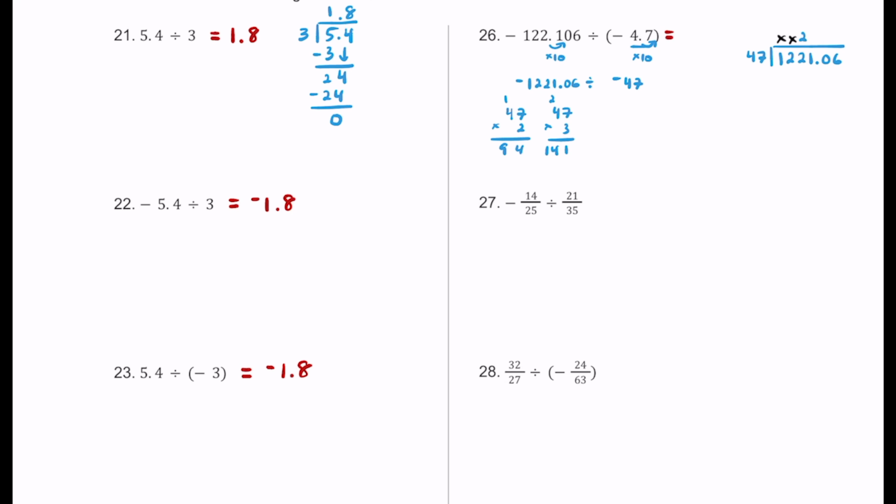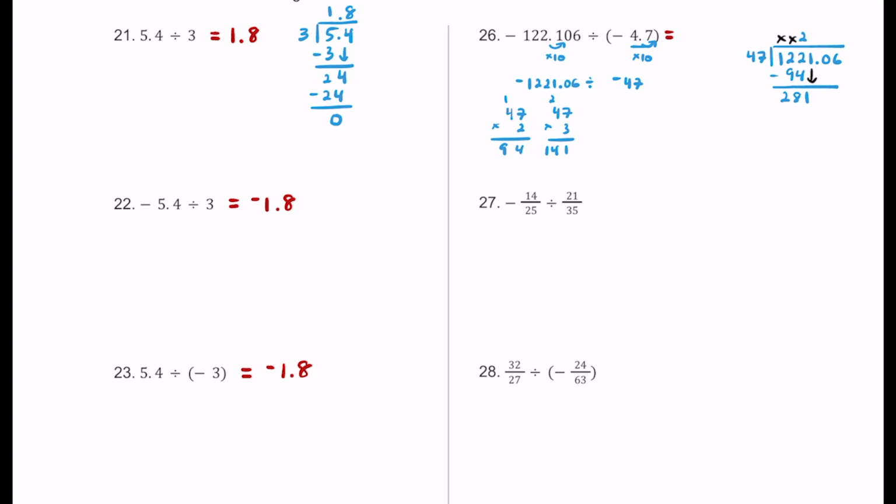2 times 47 we said was 94. So let's go ahead and subtract here. So what's 122 minus 94? Let's see, that's an 8, and that would become an 11 minus 9 is 2. Okay. Let me take this one and bring it down, and that'll be 281. And we can try the next step here, okay?